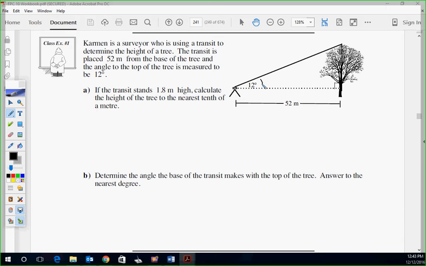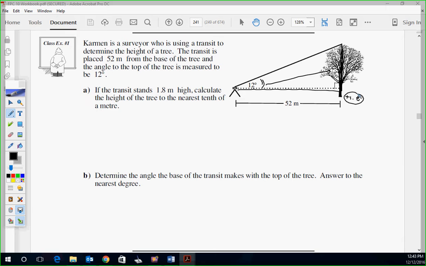We can't use the Pythagorean theorem. We only have one side. You have to have two. No, it's not going to be sine. Tan. You have the angle, the adjacent, and you want the opposite. Oh, yeah. There's just one little hiccup: the transit is 1.8 meters off the ground. So when you get this answer, you have to add that 1.8. That's the only tricky part for that one.